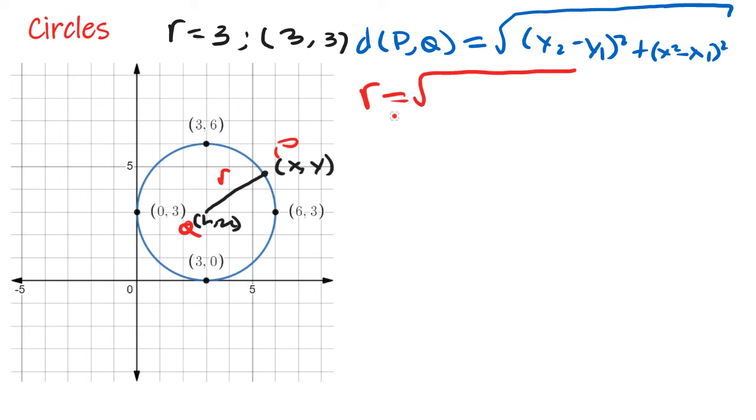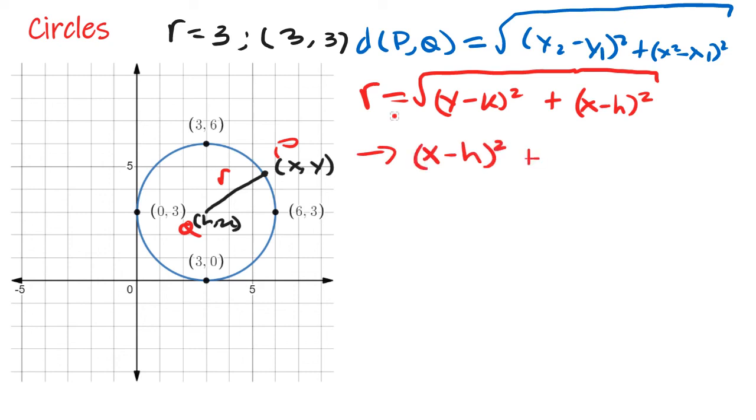So how do we find it? Well, the distance from y to k is just y minus k squared, plus, from h to x, it's going to be x minus h, and that's going to be squared. Now, notice that this gives us an equation that determines the radius in either case. Because if we square both sides, we get x minus h to the second power plus y minus k to the second power equals r squared.